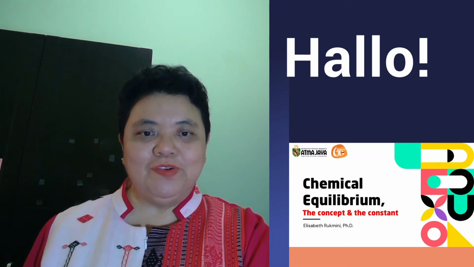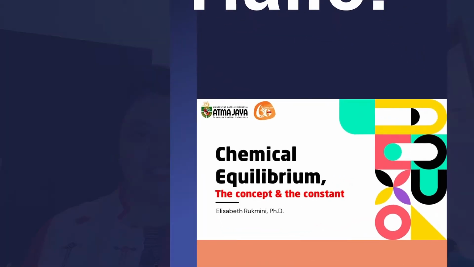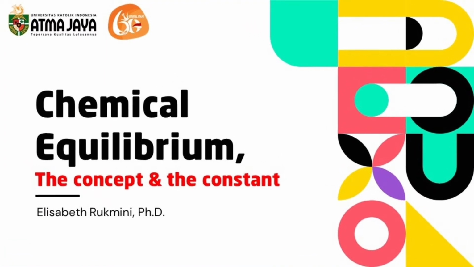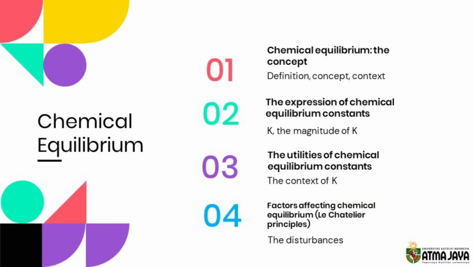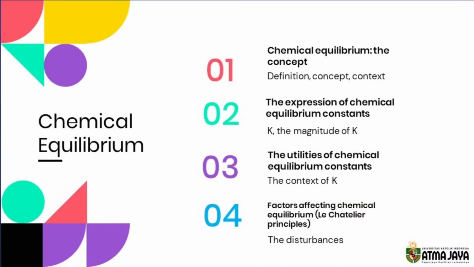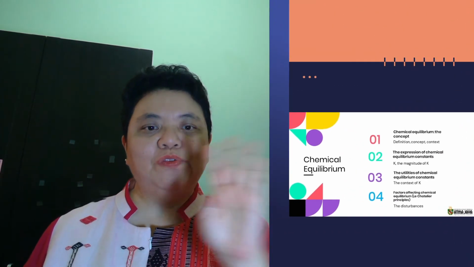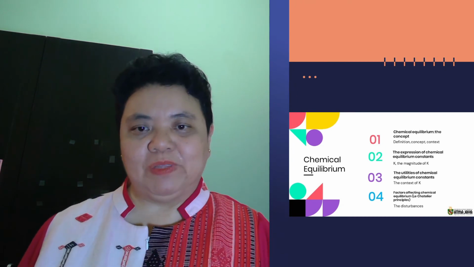So today we will continue to the next chapter, which is chemical equilibrium, especially the concept and the constant. The rundown of today's class has been posted in the Teams. I hope you have checked it all and read some of the flipped material I gave in the wiki Teams. The chapter on chemical equilibrium will be divided into 4 sections.